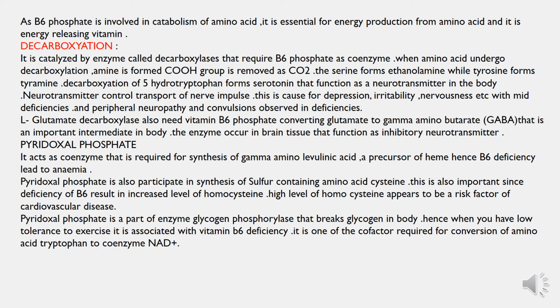Pyridoxal phosphate is a part of the enzyme glycogen phosphorylase that breaks down glycogen in the body. Hence, low tolerance to exercise is associated with vitamin B6 deficiency, and it is one of the cofactors required for the conversion of the amino acid tryptophan to the coenzyme NAD.